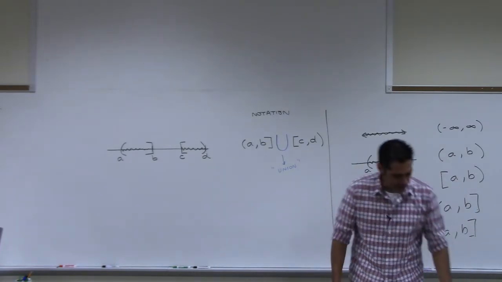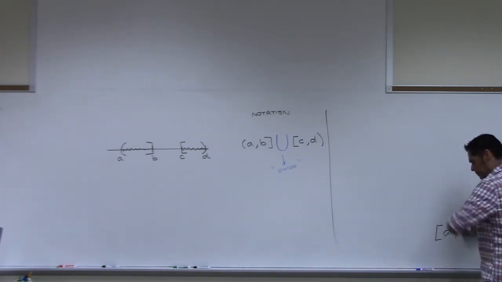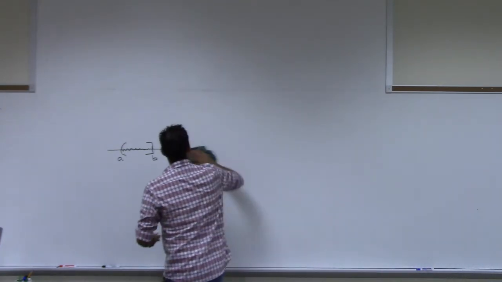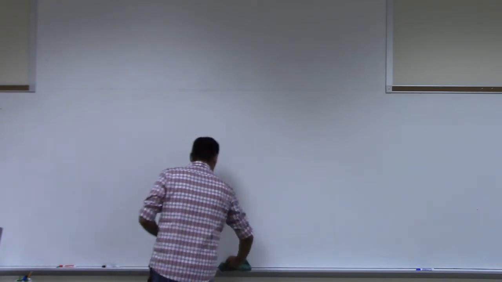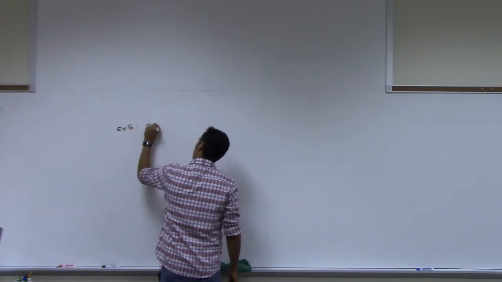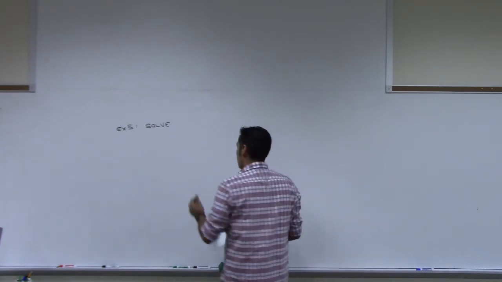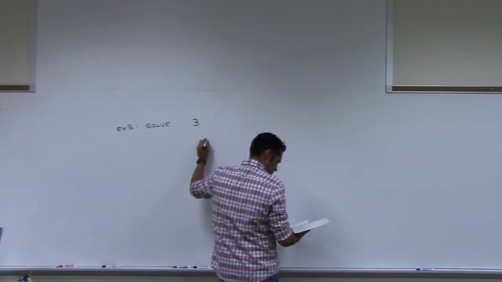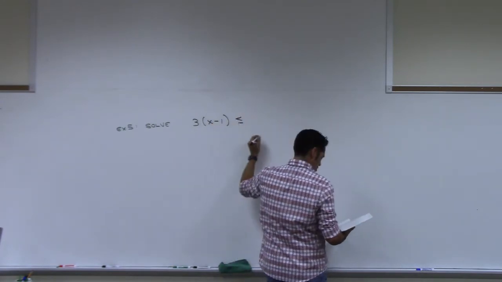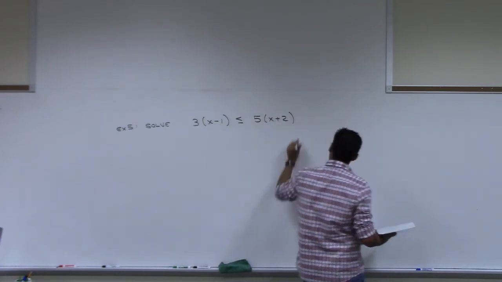All right, so let's now solve an inequality. That was all just leading up. Let's solve an inequality. What example am I on here? 5? Okay. Example 5. Solve 3 parentheses x minus 1 less than or equal to 5 parentheses x plus 2, and then minus 5.